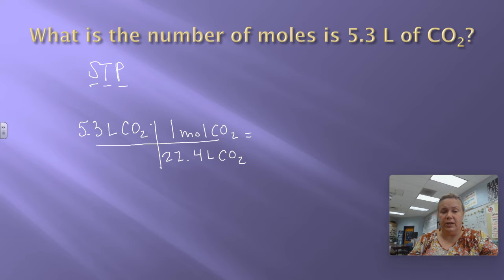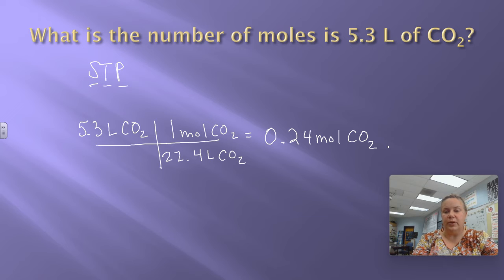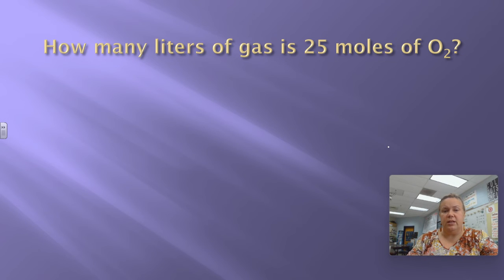Now, obviously, we're going to do the same steps. We're going to multiply across, and divide. So essentially, we're taking 5.3 divided by 22.4, and we are going to get 0.24 moles of carbon dioxide. Okay, so that's simple. 22.4 is like the easiest number. You don't even have powers of 10 to the whatever. Let's take a look at this one.